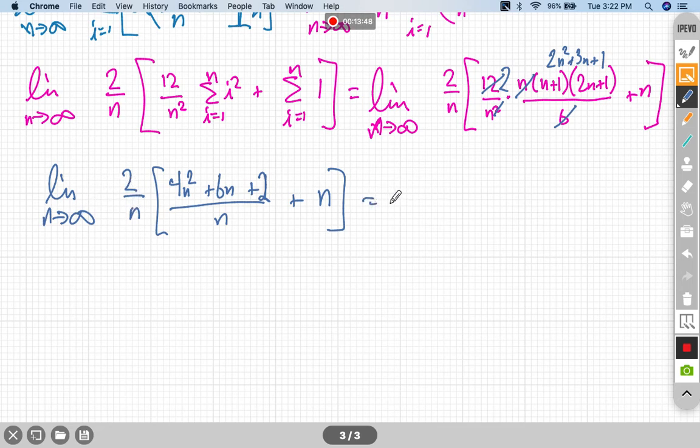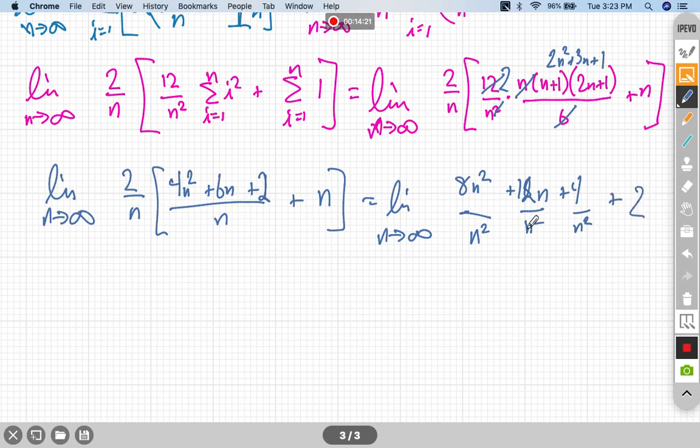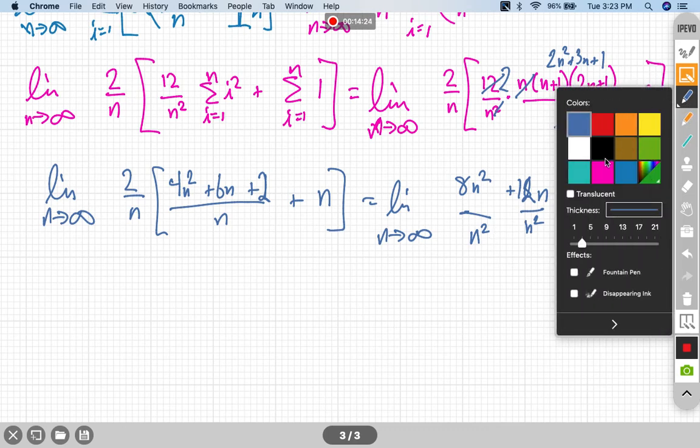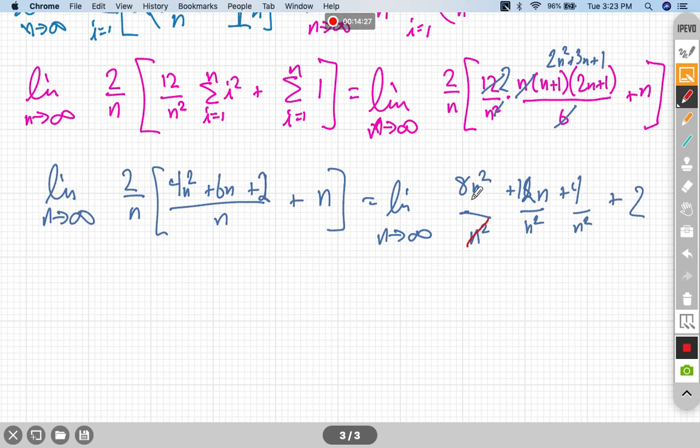I'm going to multiply this through. Limit as n approaches infinity of 8n squared plus 6 plus 12n plus 4. This is all over n squared, so I'm just going to say n squared, n squared, n squared, plus 2 over n times n is going to be 2. And these can cancel out. And one of those will cancel there.